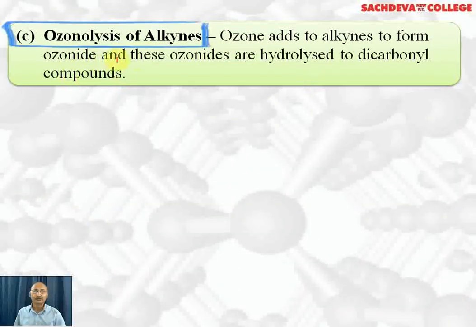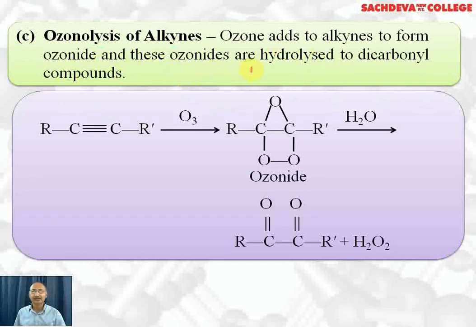Next topic is ozonolysis of alkynes. Ozone adds to alkynes to form ozonide, and these ozonides are hydrolyzed to dicarbonyl compounds, generally in the presence of zinc and water. This is an alkyne which reacts with ozone to form ozonide. Here, out of the triple bond, one bond is retained. One oxygen is added above and two oxygens are added below.